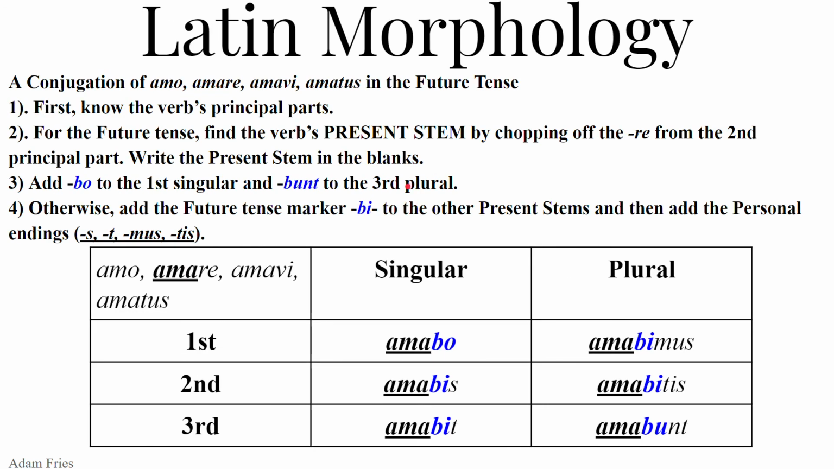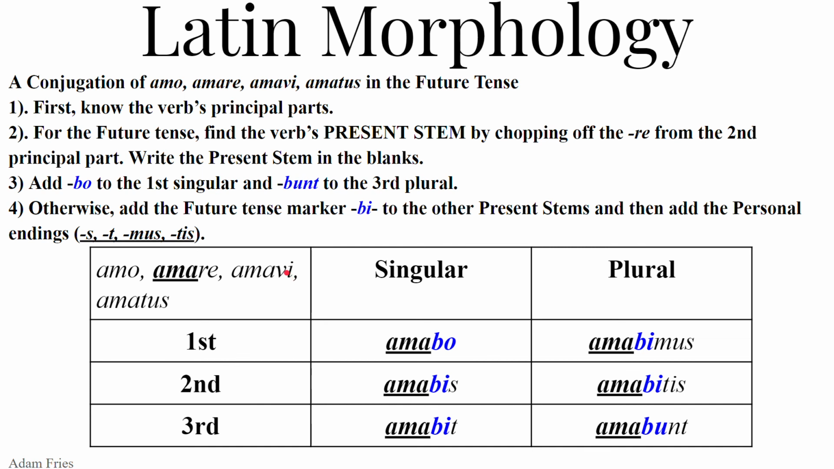In Latin, a little bit more complicated, not quite. So first off, know the verb's principal parts. So amo, amare, amavi, amatus. And your job is to conjugate this verb in the future tense. First off, it's a first conjugation. You can tell by o, are, i, us. Then you find the verb's present stem. Go to the second principal part, amare. Chop off the re to get the present stem ama. And then write ama, that present stem, in all six of the blanks.